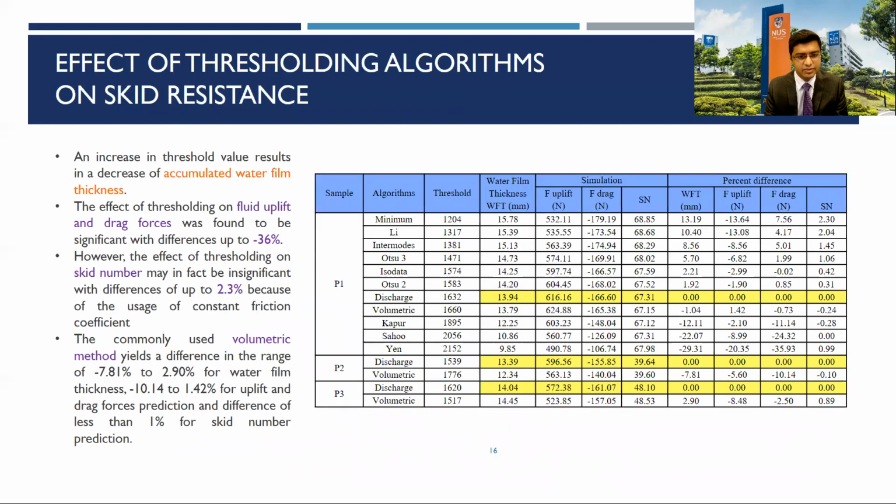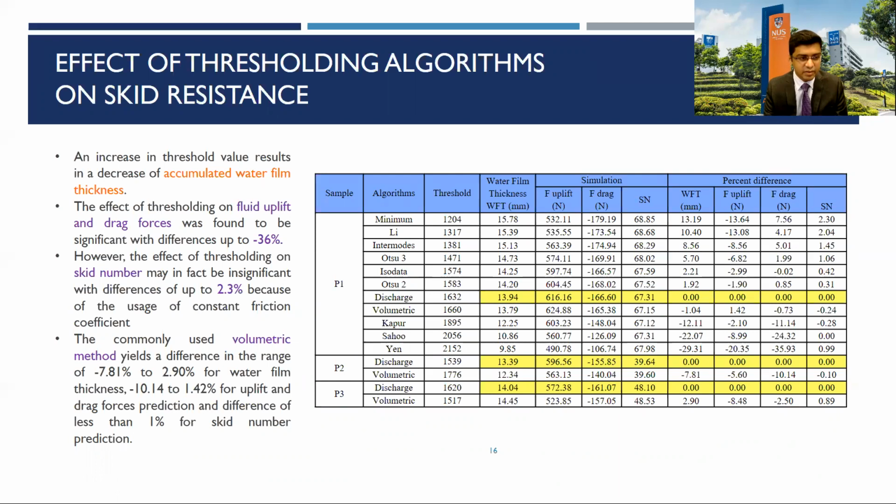At first, the effect of thresholding algorithms on skid number was investigated. Here, the first column represents different samples, the second and third columns represent different thresholding algorithms, the fourth column represents the water film thickness, and the remaining represent the simulation results. Comparing the third and fourth columns, we can see that an increase in the threshold value results in reduced water film thickness because of increased pore zones.